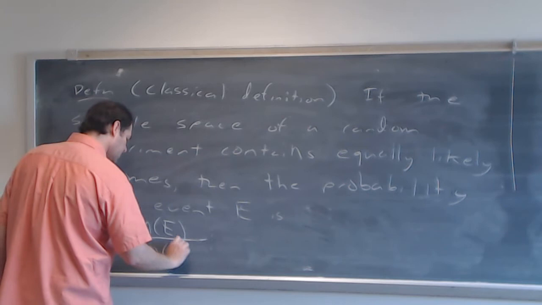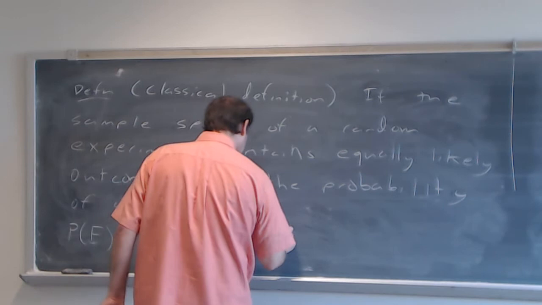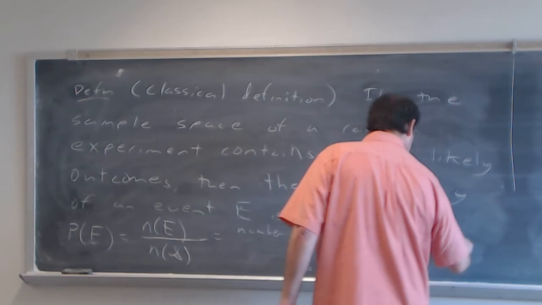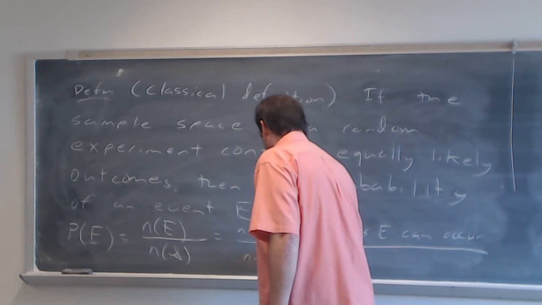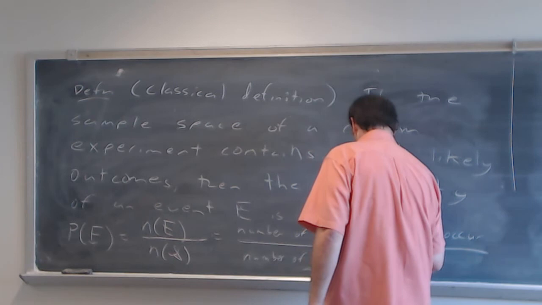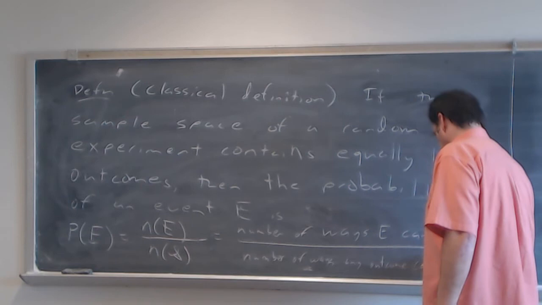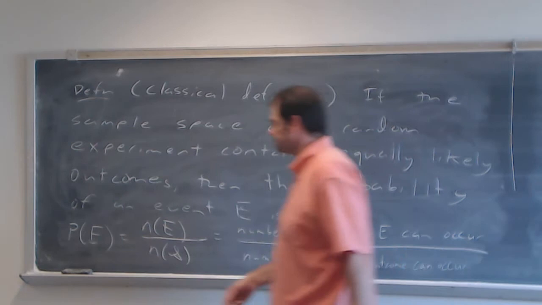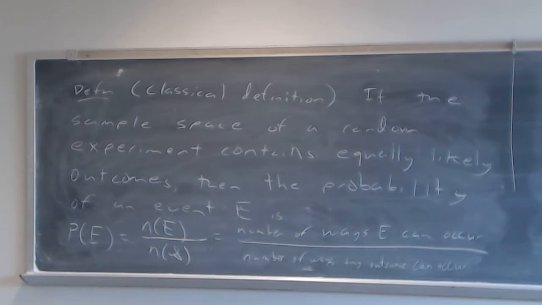I'll write this down as the number of ways E can occur over the number of ways anything can occur. Number of ways anything can happen. So that's our standard definition to use, and a lot of times we're in situations where the sample space consists of equally likely outcomes. When you have a fair coin or a fair die, you're in that situation. Well, how do you know you have a fair coin or fair die?